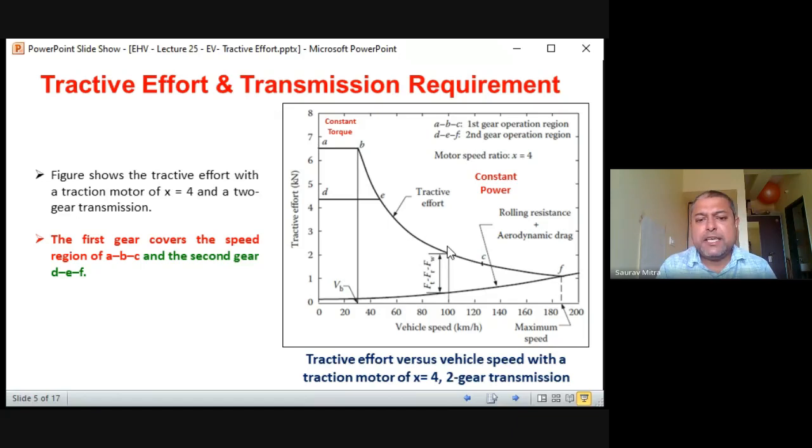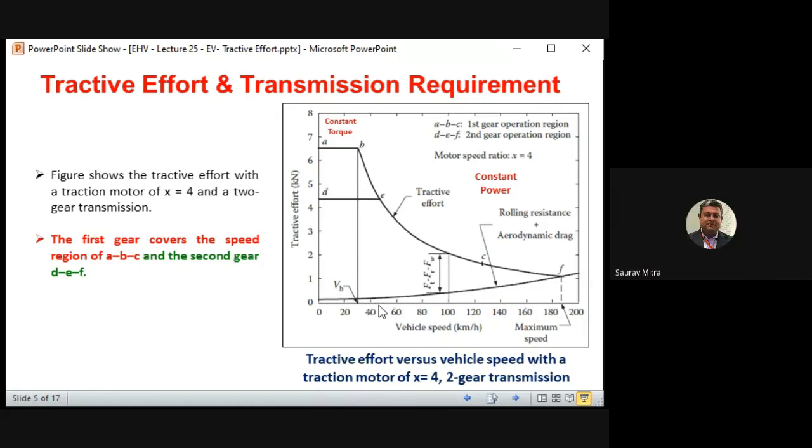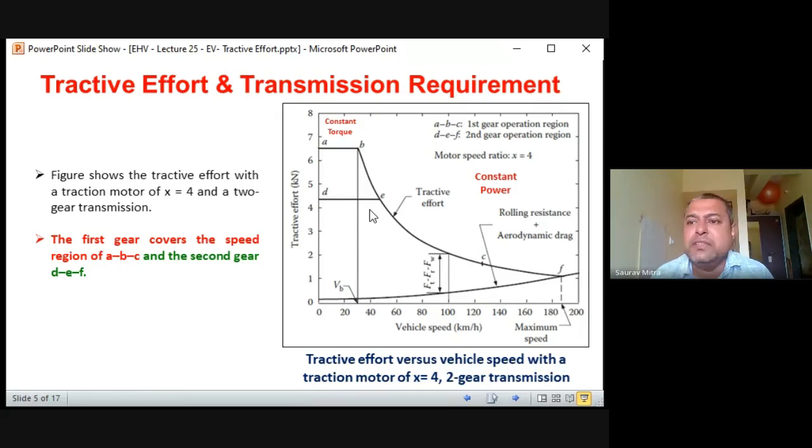First gear characteristic is ABC, and this is the base speed. You just connect this E to the ground, and you will find that this is around 45. So 45 kilometer per hour is the base speed. That means up to 45 kilometer per hour, the torque is constant. That means we are at the initial phase of the vehicle. After 45 kilometer per hour we might think of changing the gear, but we cannot change it because in this case the second gear is maximum.